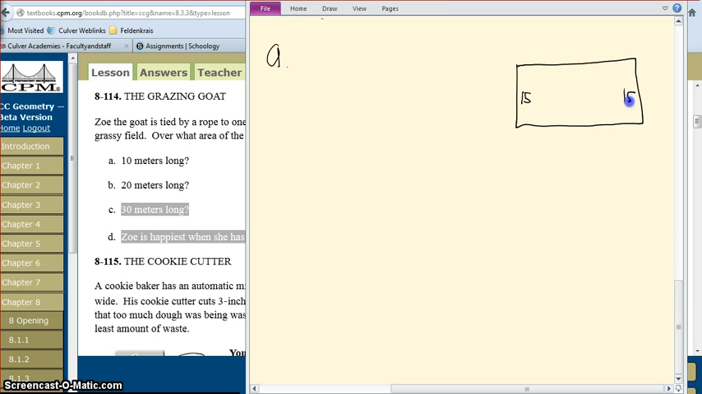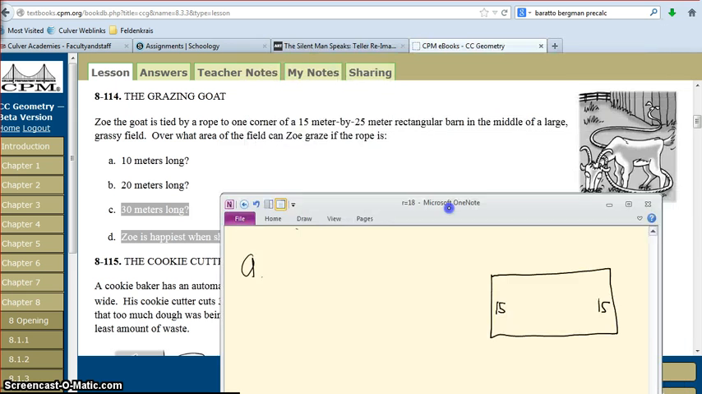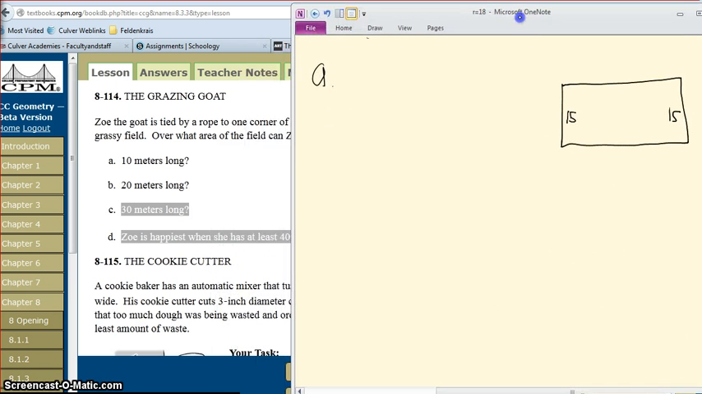All right, 15 by 25. So we do have a rope where Zoe is on, and that is 10 meters. Now Zoe can only graze around this area wherever the 10 meter rope will let her. So if she goes over here, that's how far she can go. She can go in this area.